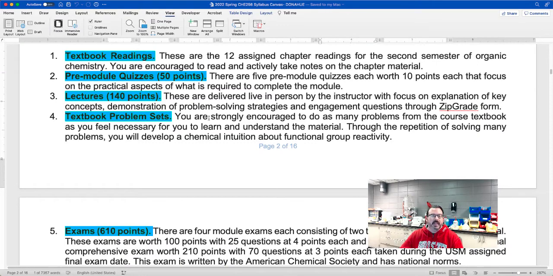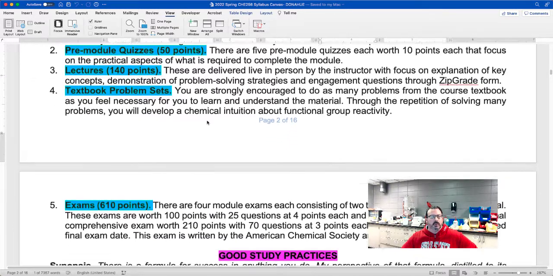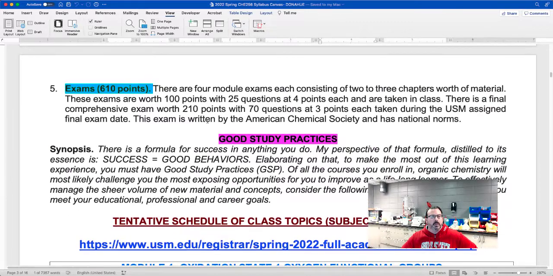Textbook problem sets are no longer assigned, so you're strongly encouraged to do as many problems from the course textbook as you feel necessary to learn and understand the material. So rather than me assigning these homework problems for points, you can do as many problems as you want or not do any at all. It's sort of up to you this semester.